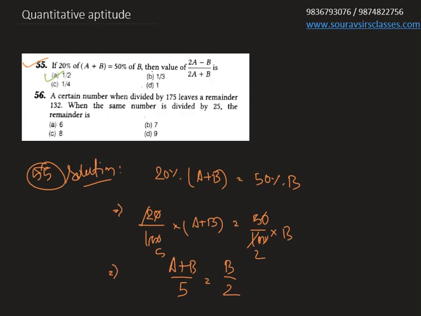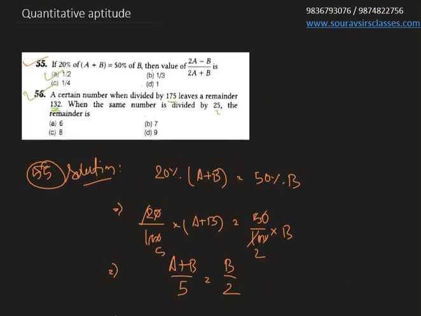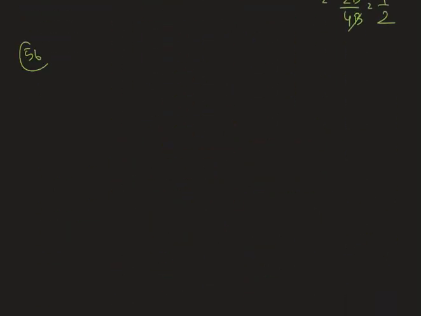Now let's check the next question. A certain number when divided by 175 leaves a remainder 132. When the same number is divided by 25, what will be the remainder? Okay, so question number 56. We need to know a small concept before starting the solution.